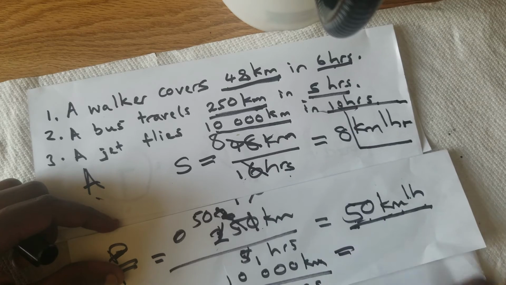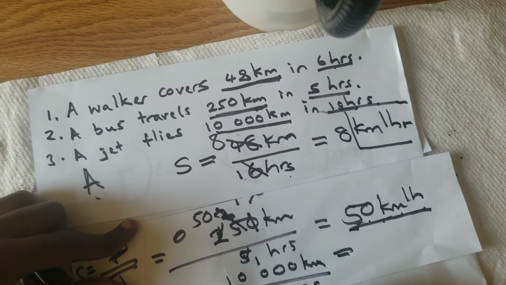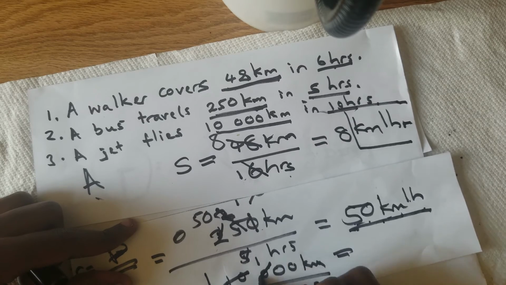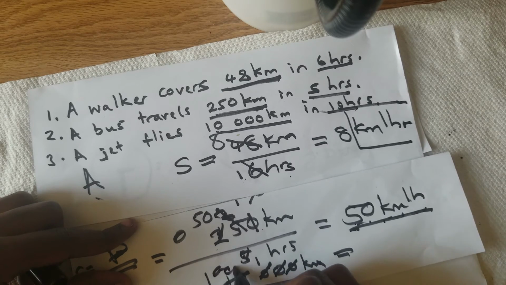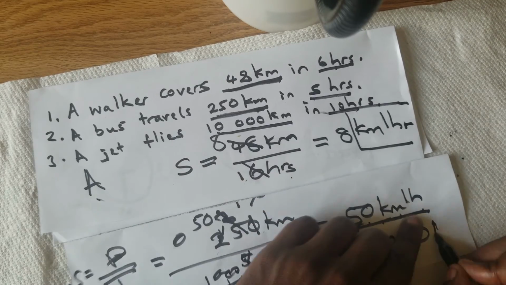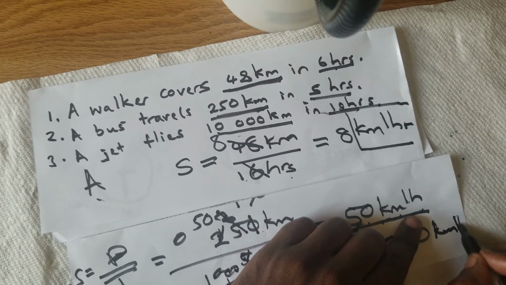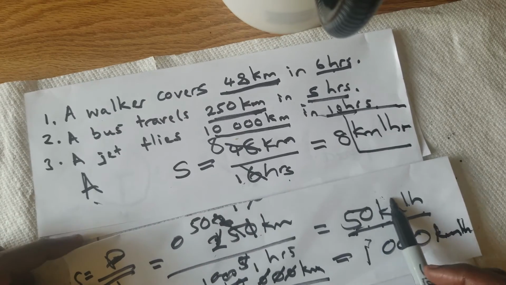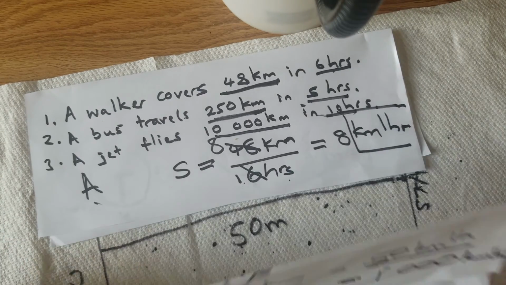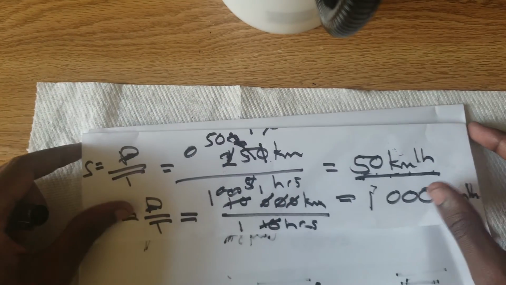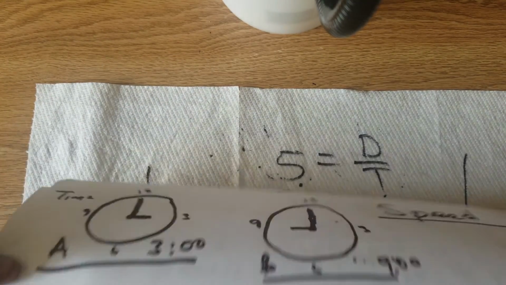Well, the speed of that jet is 10 divided by 10, 1, and then the zeros, so 1,000. You can see how the jet travels at 1,000 kilometers per hour. So the jet is faster than the bus. The jet is faster than the person who's walking, person A, and the jet is also faster than person B. So that is basically everything about speed.